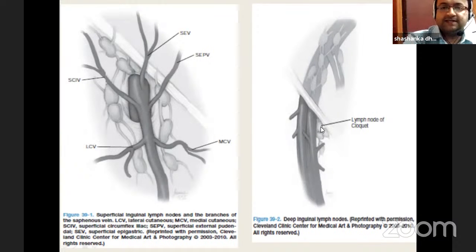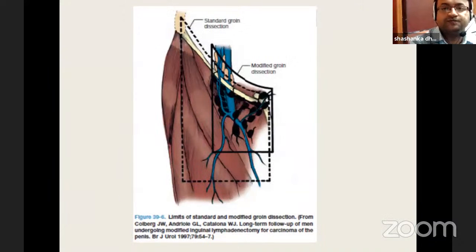And this is the lymph node of Cloquet, the superior most, medially located to the femoral vein. This is the limit of our dissection when we are doing a deep inguinal lymph node dissection. All right, this is the zone that you classically would need to dissect.